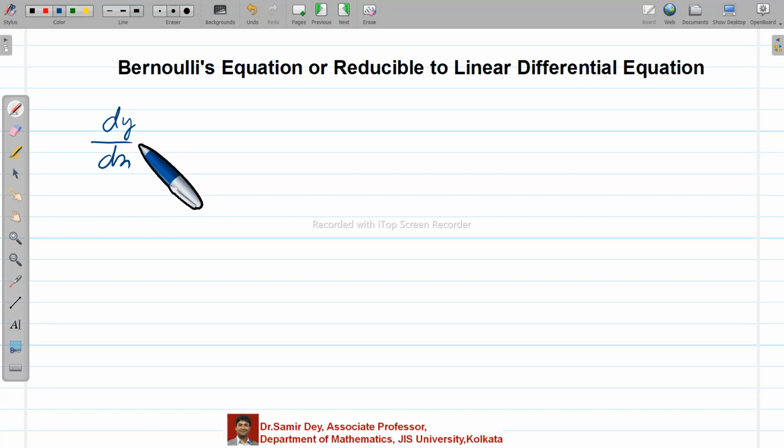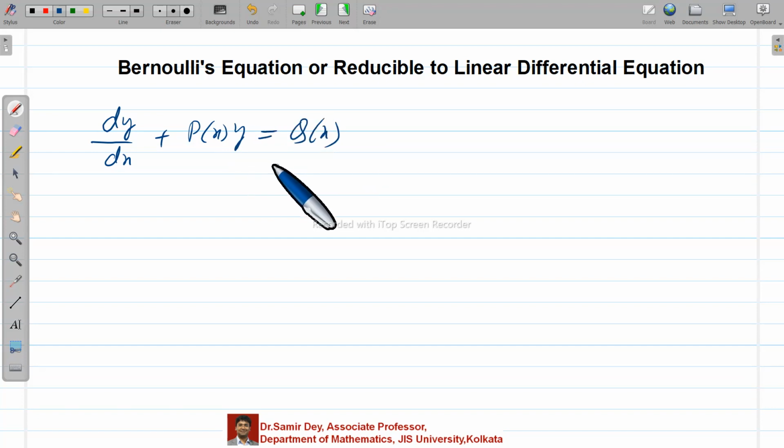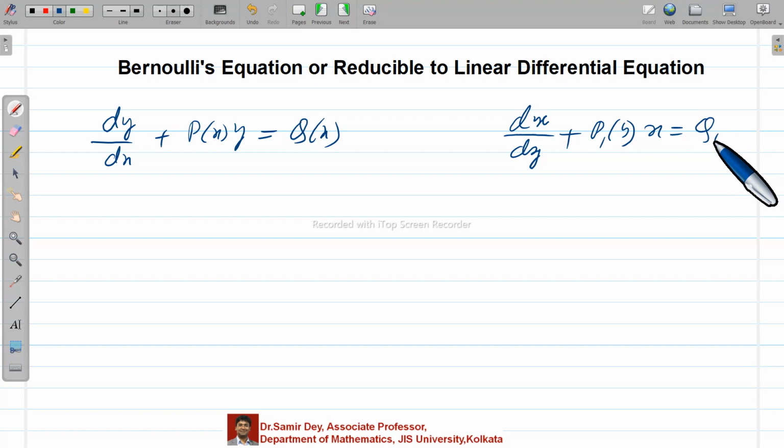Suppose you have dy dx plus pxy is equals to qx. So if you can see any single y is there, that is called linear equation of y. If you can see in reverse, dx dy plus p and y into x is equals to q on y. If you can see any single x is there, then you can consider this is a linear equation of x with respect to y.